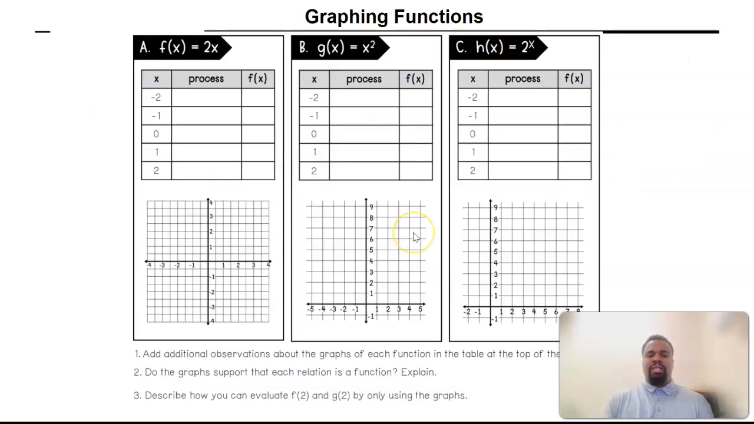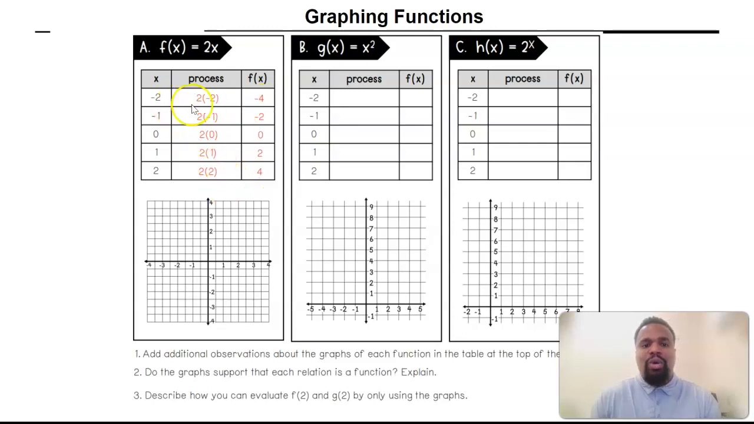So let's explore these functions here. f of x equals 2x. You could make a table, and basically what you can do is substitute each one of these numbers for x. So for -2, I do 2 times -2, 2 times -1, 2 times 0, 2 times 1, 2 times 2, and then I get my output. All right, so when x is -2, f of x is -4, x is -1, f of x is -2, and so forth. That would be my output if I complete this table.